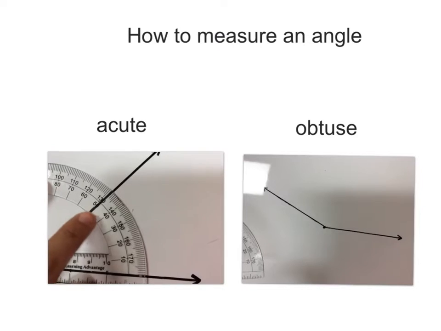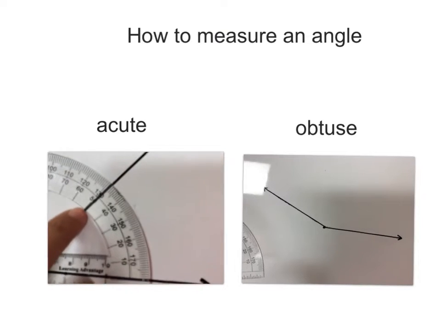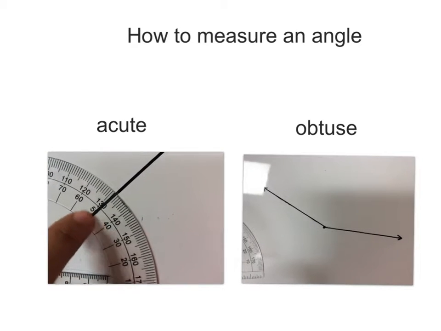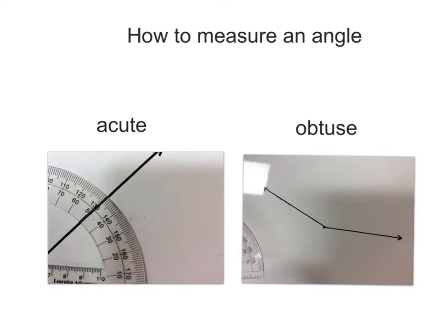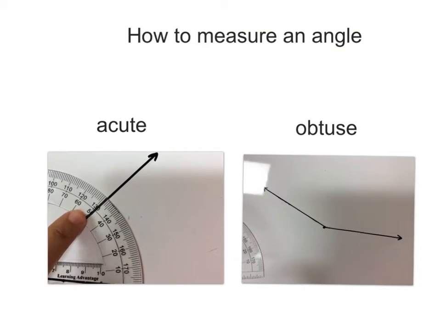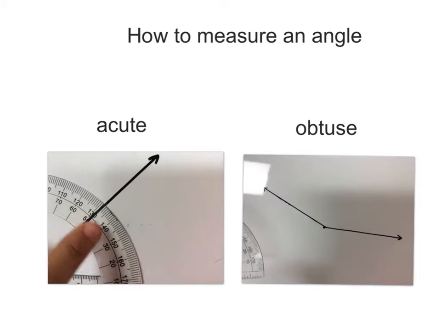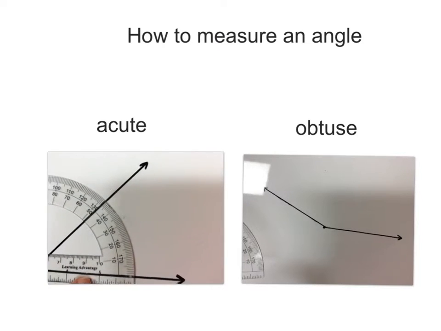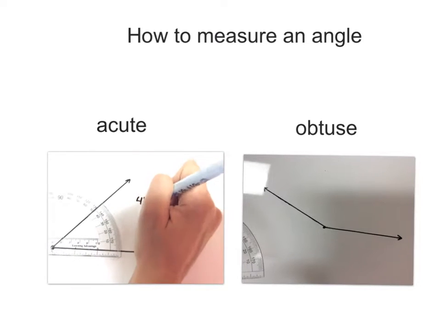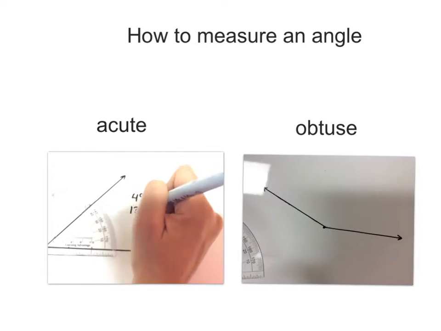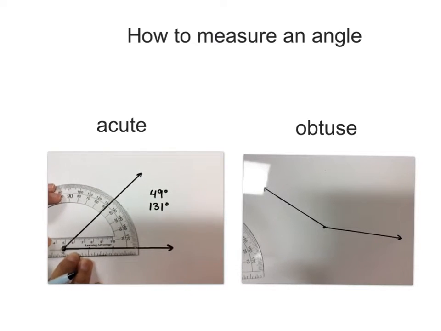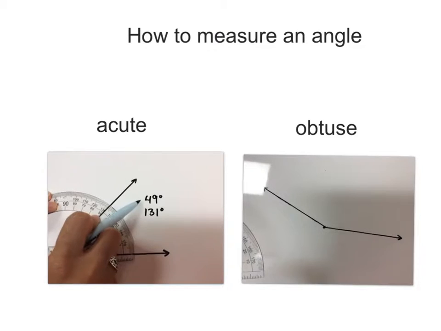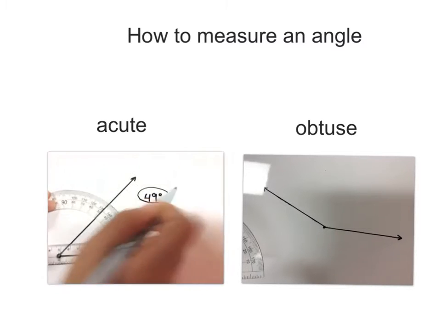So my bottom set of numbers, my line is between 40 and 50. It looks to be at about 49. The top set of numbers shows it between 130 and 140, so that might put that line at about 131. So I'm going to write those two down so that I can remember them. This angle is either 49 degrees or 131 degrees. Now earlier we said we know it's an acute angle. We know acute angles are less than 90 degrees, so the number that matches this angle is 49 degrees.